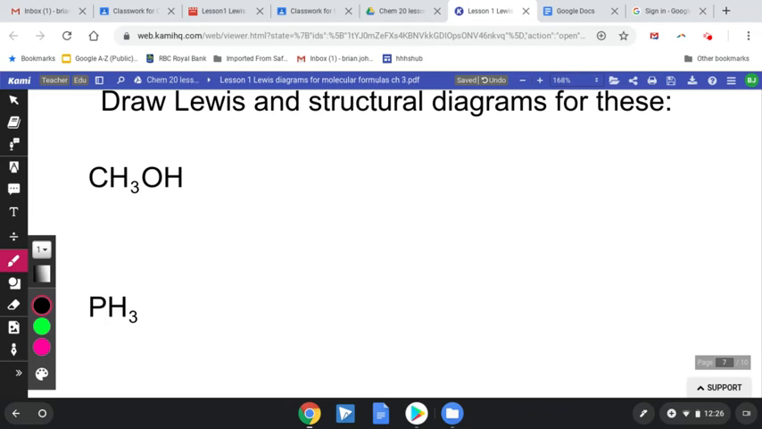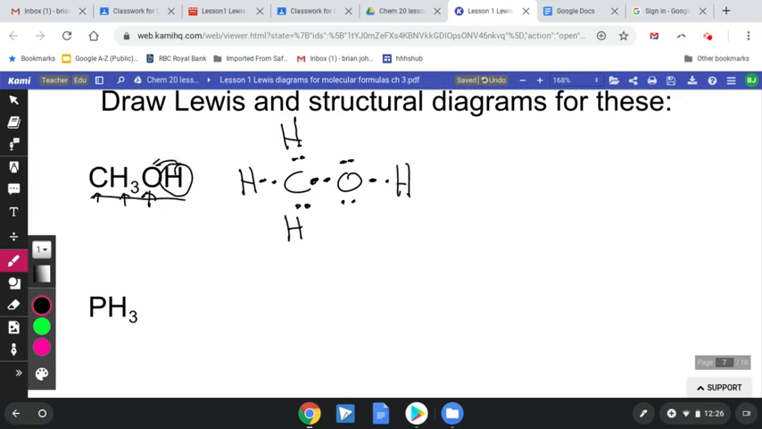So CH3OH, again, I'm getting a hint here that it's a C with 3 hydrogens hanging off of it. So there's my carbon with my 4 bonding electrons. Hydrogen number 1, hydrogen number 2, hydrogen number 3, and then the 4th bonding electron must be for this oxygen. 2 lone pairs, 1 bonding electron, and a second. So where do I put this H? Hanging off of this last oxygen right there. So there's my bond, and a lone pair, a lone pair.